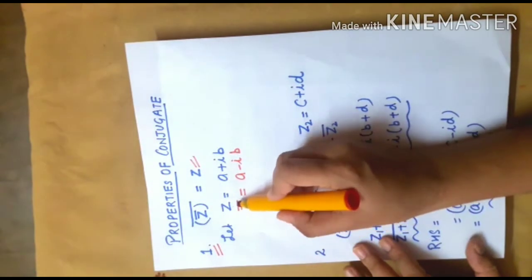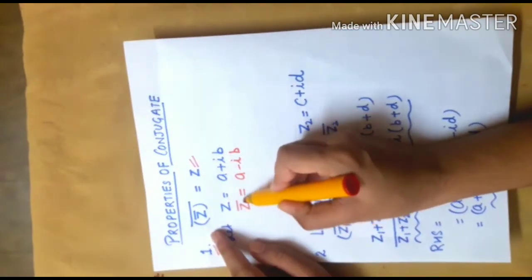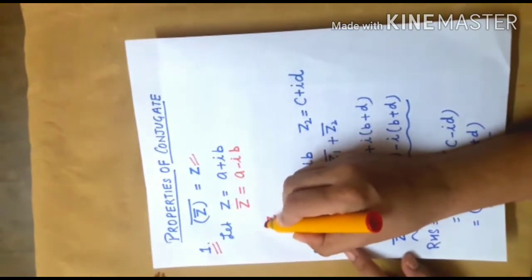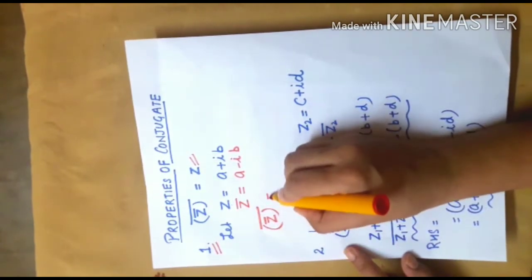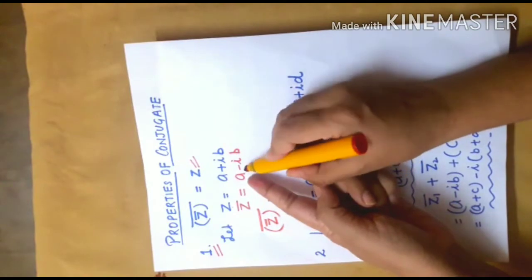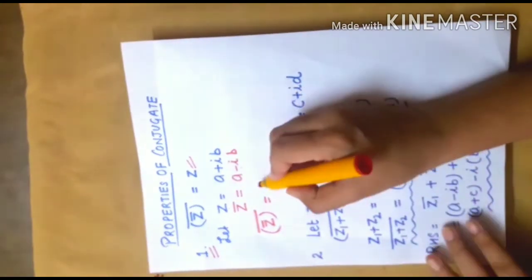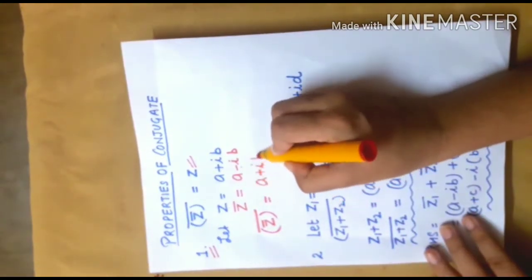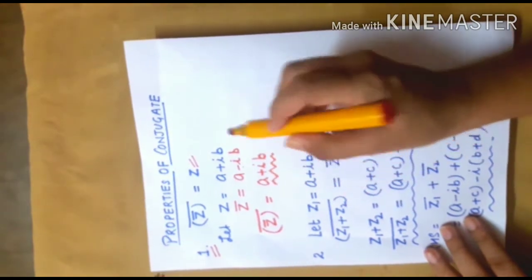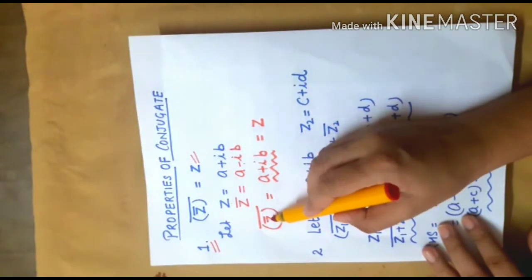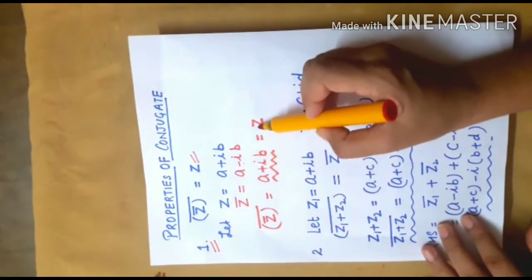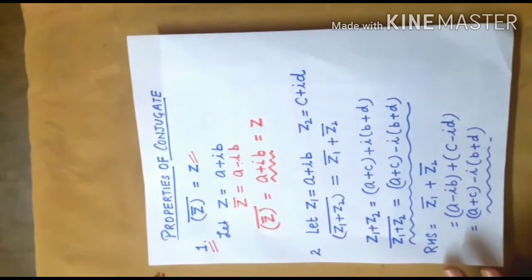Now I have to compute the conjugate of this, that is, the conjugate of z bar. I'll change this sign. It will be a plus iota b. And what is a plus iota b? It is z. So the conjugate of the conjugate is equal to the complex number z.